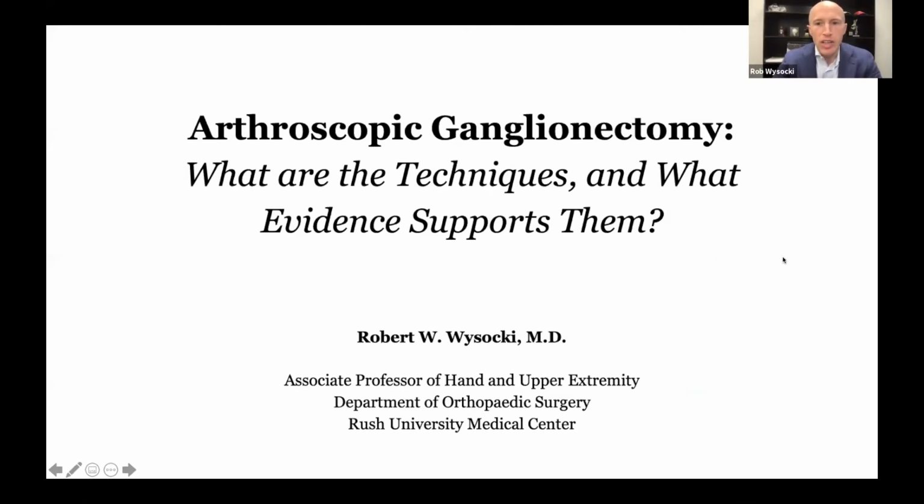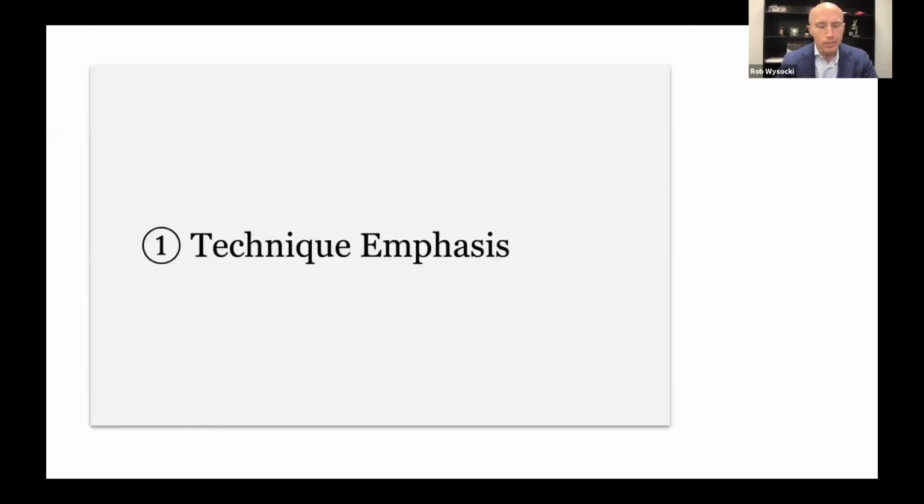My talk today is on arthroscopic ganglionectomy. I'm going to focus primarily on dorsal carpal ganglions just to keep things pure. We're going to talk about some of the technical pearls that have come out of several published papers, and also delve into the evidence supporting arthroscopic ganglionectomy compared to open, and even look at a little of the evidence on non-operative management for what is a pretty common condition that we treat.